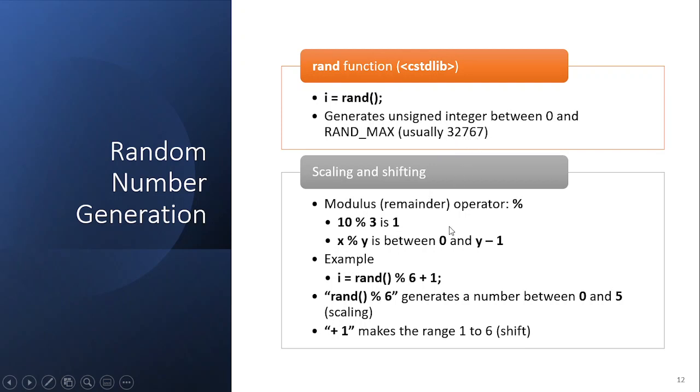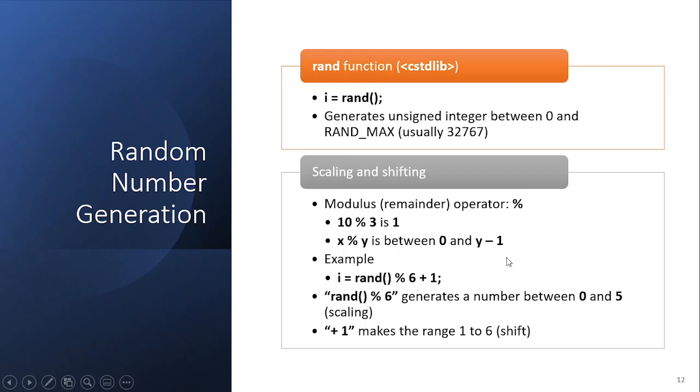32,767. If we want values in a particular range, we can do scaling and shifting for that. In order to do scaling, you need to use the modulo operator. Modulo क्या करता है, वो इस नंबर को डिवाइड कर देता है बाय सम नंबर. For example, if you divide x by y, then x modulo y would give you integer values between the range 0 and y minus 1.